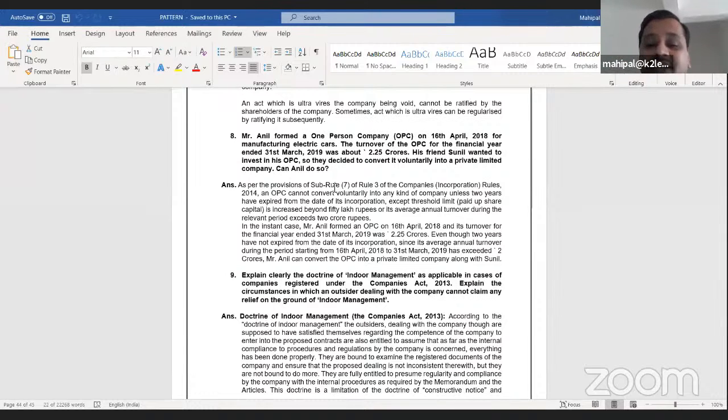Can't, because 2 years must be completed. Very good. Then let us read the question. In this instance, Mr. Anil formed the OPC on 16th April 2018 and its turnover for the financial year ended March 31st was 2.25 crore. Even though 2 years have not expired from the date of incorporation, since its average annual turnover during the period exceeded 2 crore, he can convert the OPC into a private limited company. My dear friend, there are two rules. Either 2 years should have elapsed or your turnover should have crossed 2 crores. It is not 'and', it is 'or'.